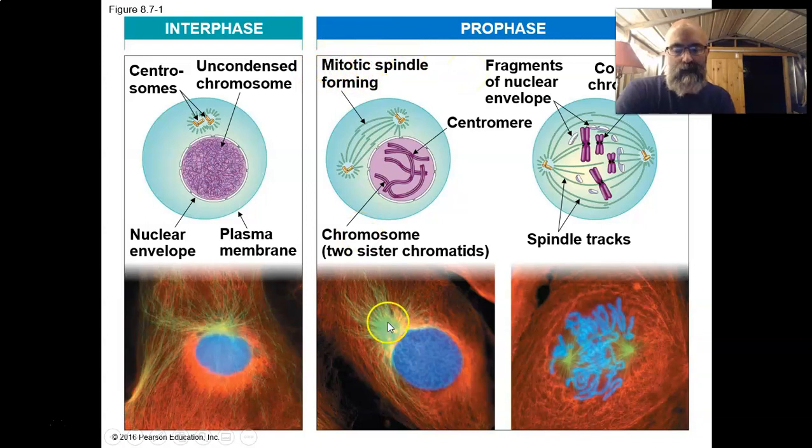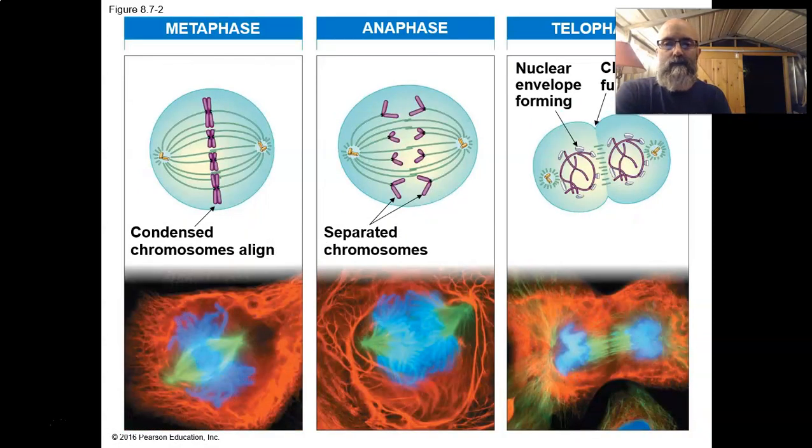On the bottom is an actual colored fluorescent microscopy picture of a cell. So here's the cell membrane. Here is the nuclear membrane, which dissolves. Inside of the nuclear membrane, we see the blue stuff here is the DNA, which condenses into chromosomes. And the yellow stuff out here is this mitotic spindle. Okay. So, prophase, metaphase.